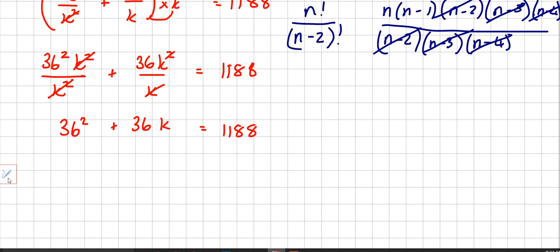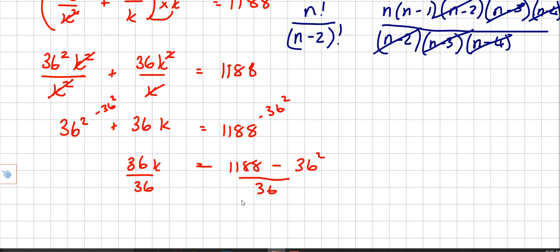And so how do we solve that then? So I've got 36k is 1188 minus 36 squared, and then divide through by 36, giving me k equals 1188 minus 36 squared all over 36, which you can stick in your calculator.